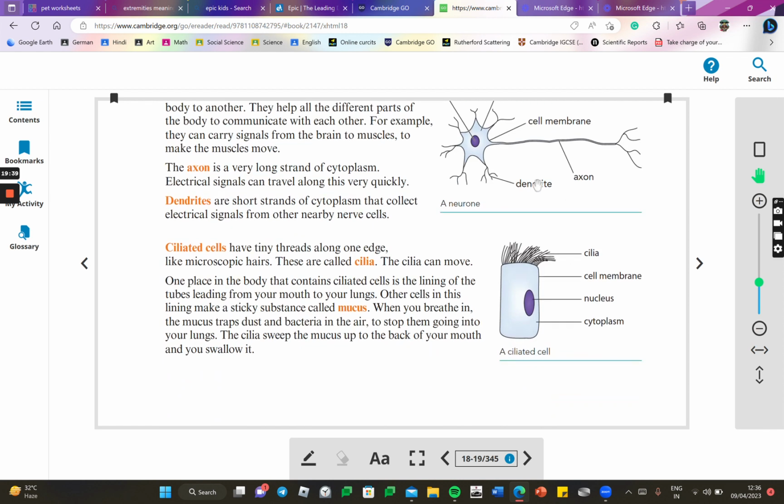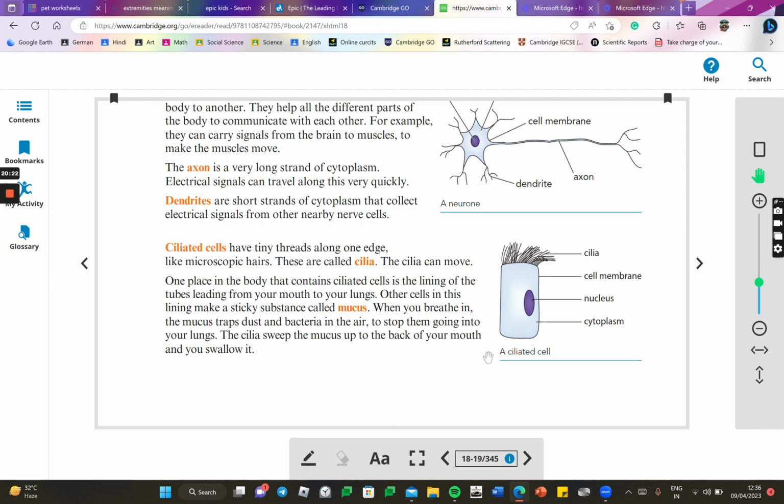Ciliated cells. Ciliated cells have tiny threads along one edge, like microscopic hairs. These are called cilia. The cilia can move. One place in the body that contains ciliated cells is the lining of tubes leading from your mouth to your lungs. Other cells in this lining make a sticky substance called mucus. When you breathe in, the mucus traps dust and bacteria in the air to stop them going into your lungs. The cilia sweep the mucus up to the back of your mouth, and you swallow it.